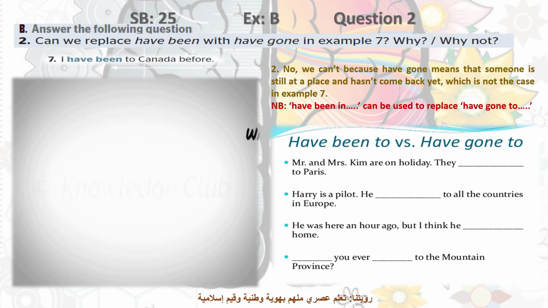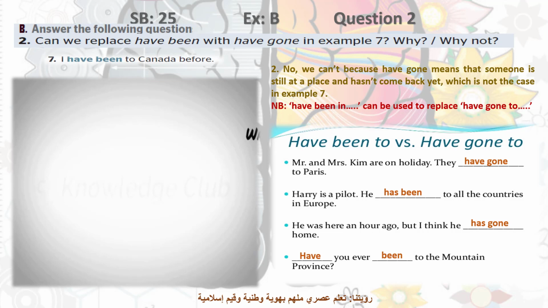Mr. and Mrs. Kim are on holiday. They to Paris. Yes, they have gone to Paris because they are still there. Second sentence, Harry is a pilot. He, space, to all the countries in Europe. Of course, he has been to because he goes and comes back. Number 3, he was here an hour ago, but I think he, space, home. Yes, true, has gone home. The last one, have you ever been to the mountain province?